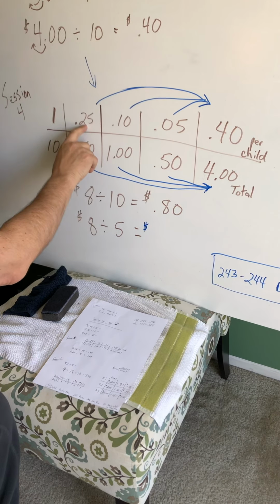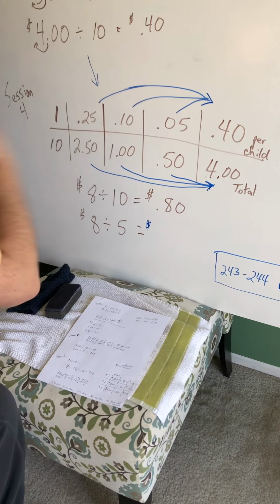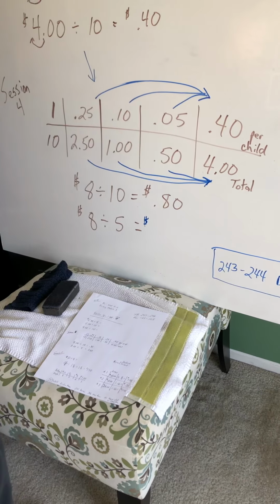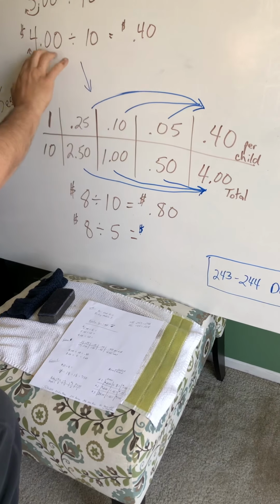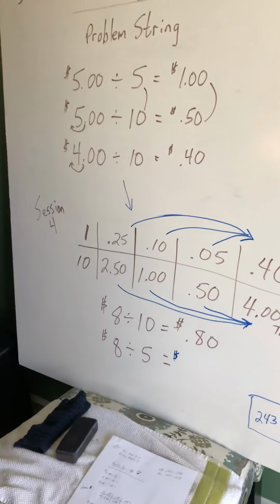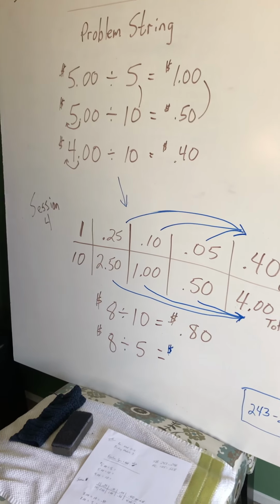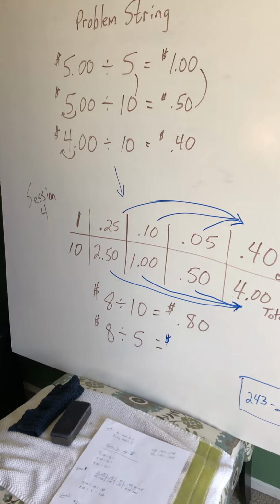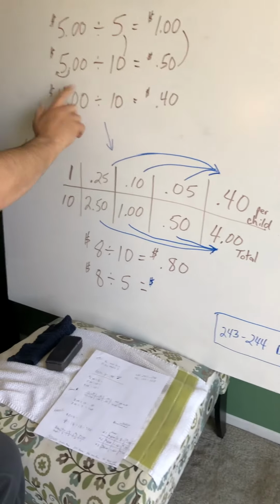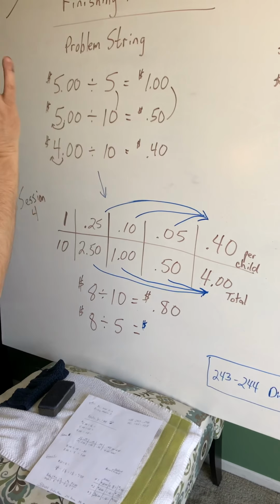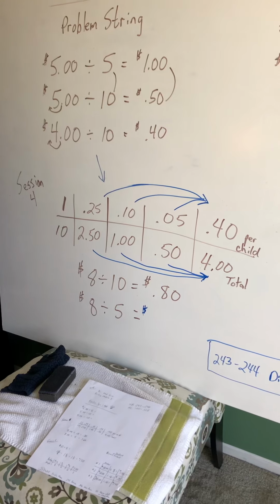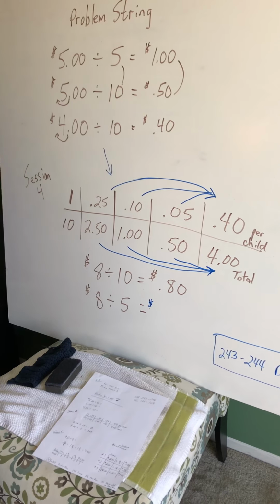So a quarter plus a dime plus a nickel gives you 40 cents. So if you go back up here, every time you're dividing by 10, that decimal just goes to the left once and you have your answer, whether this was, let's say, 4.00 something, or if it's money, then it's just $0.40. Okay, just move that decimal back.